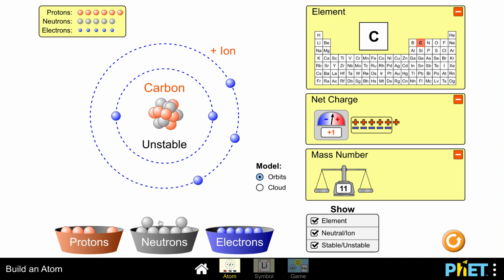And again, protons determine the identity of the atom, and neutrons are responsible for stability, and electrons are responsible for the charge of the atom and determine how it bonds.